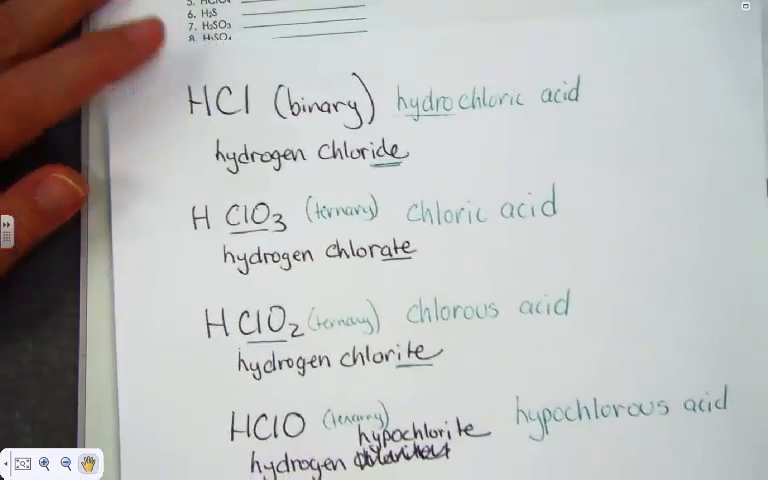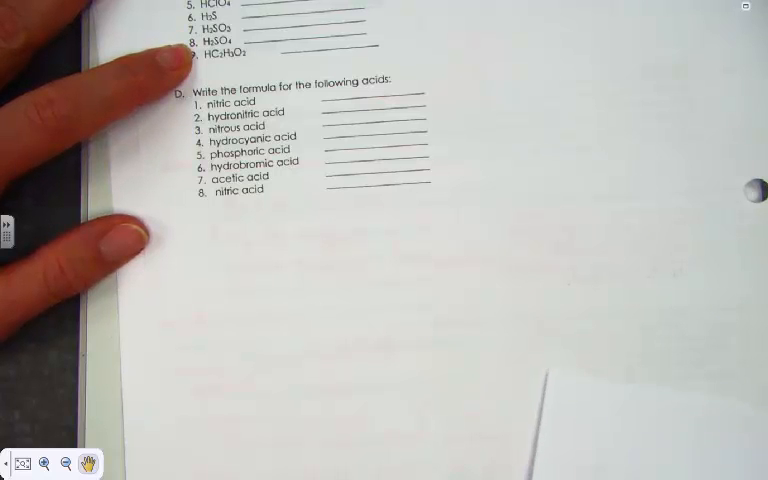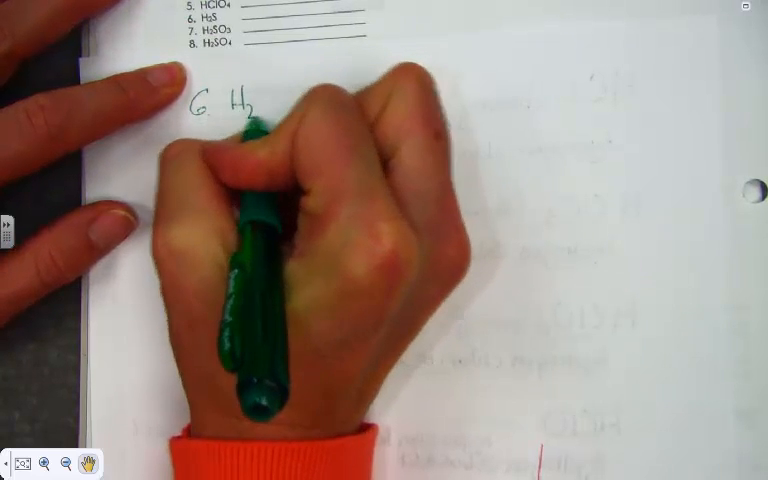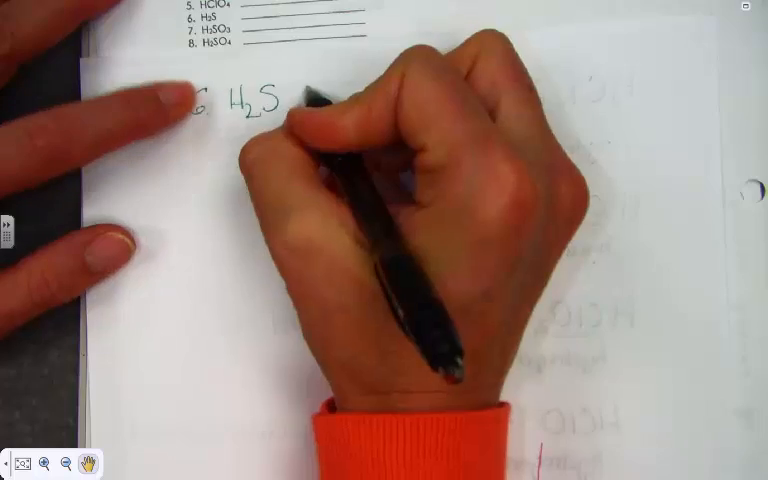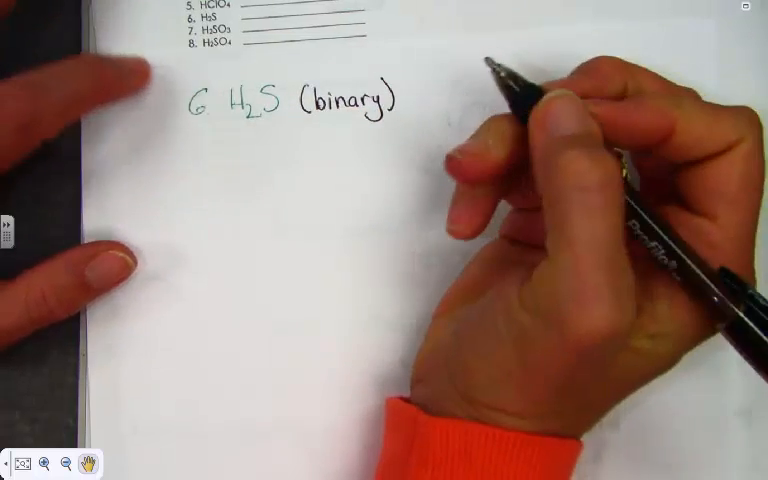Let's go back and find our next example. Number 6, H2S. Number 7, H2SO3. And number 8, H2SO4. This looks like a family of acids. Number 6, H2S. Do you recognize that as a binary compound? It is binary. It only is made of 2 different elements.